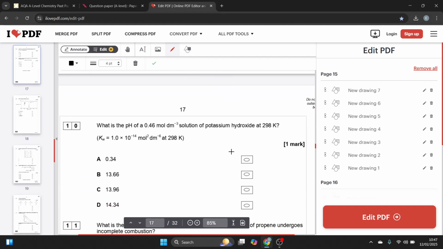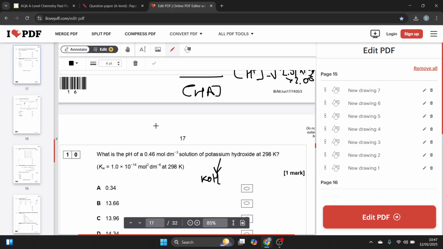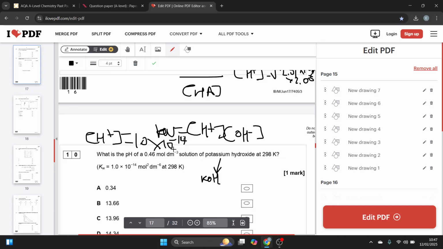Question 10 was the pH of a solution of potassium hydroxide at 290 Kelvin. Now potassium hydroxide, KOH, so I only have one OH minus. Now I'm going to use Kw equals [H+][OH-]. I want to find out the pH, so I need to find the concentration of H plus, and it's just going to be 1.0 times 10 to the power minus 14 divided by 0.46, and then I'm going to substitute that into pH is minus log10 of the concentration of H plus.